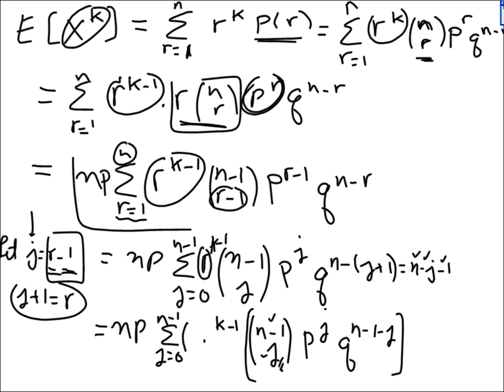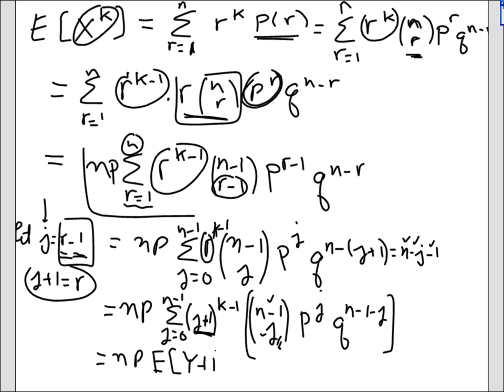R is j plus 1. Now, it's np, and everything else is j plus 1 to a power times the probability. This is just the expected value of y plus 1 to the k minus 1. Think about it. You really need to be able to handle that one.